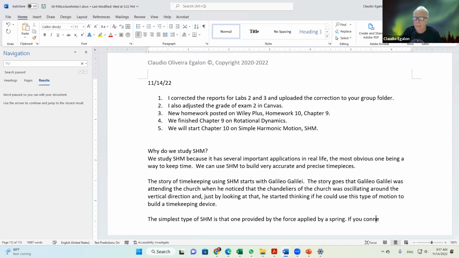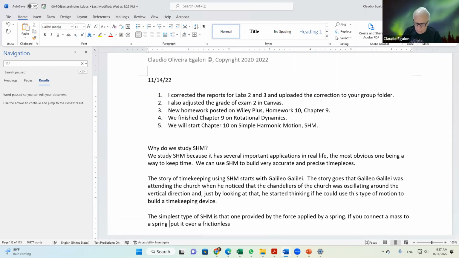If you connect a mass to a spring and put it over a frictionless surface, if the force the spring applies to the mass is zero, then the mass will be at its position of equilibrium.